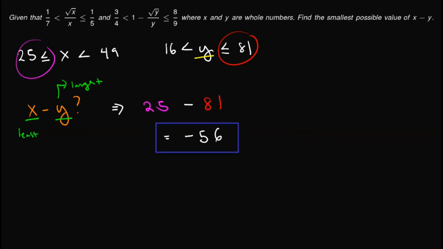So the key to solve this one is to take note of the inequalities and find a way on how you can convert it to simply be an inequality of x, and an inequality of y alone. And from there, we would easily be able to obtain the smallest possible value of x minus y.